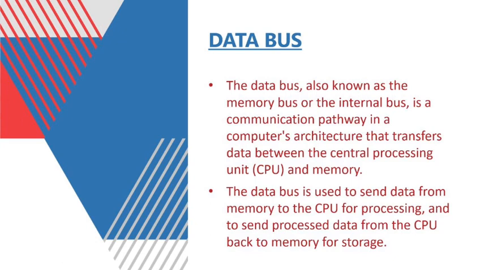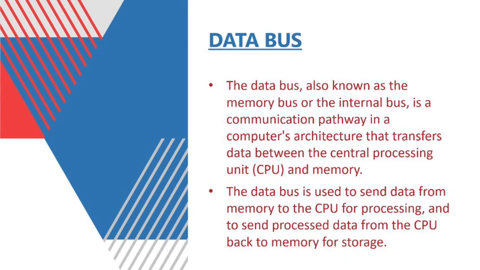I am going to explain about data and address bus. So a typical data bus is composed of three lines. First, data lines. These lines carry the actual data being transferred. Address lines. These lines carry the memory address of the data being transferred. Then control lines. These lines carry signals that control the data transfer process, such as read and write signals. The data bus plays a critical role in the computer's architecture as it enables the CPU to access and manipulate data stored in memory.